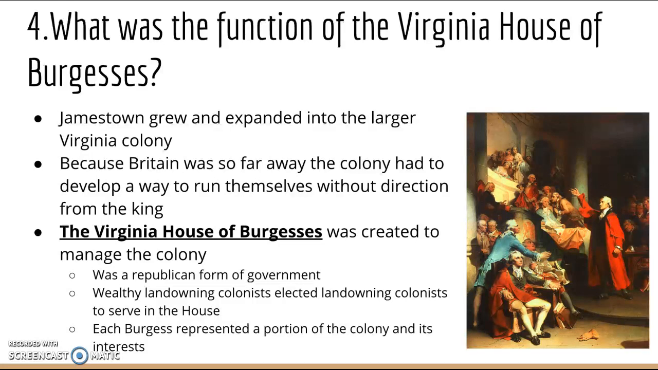It's not a direct democracy where everyone in the colony votes. It's instead a representative Republican form of government where you have a few people that make decisions based upon what those who elected them would want. So that's Jamestown and the Virginia colony really, really quickly explained for you guys. So there you go.